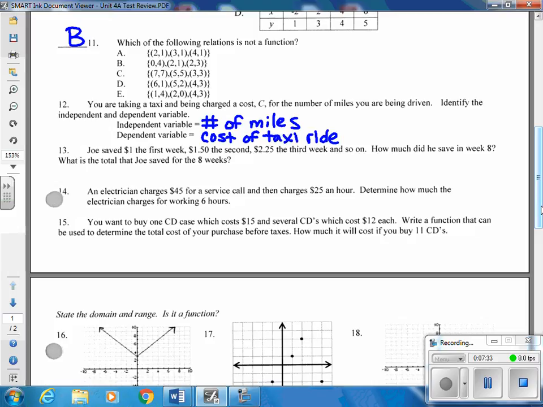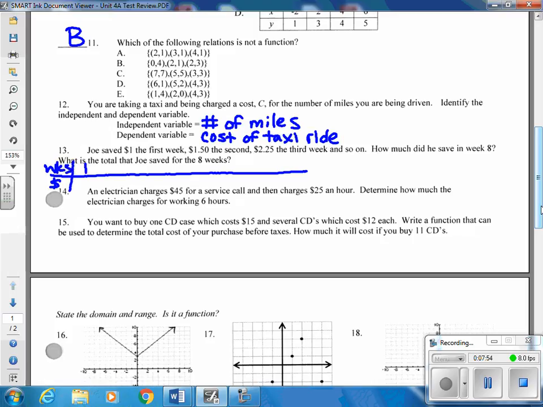All right, so Joe was saving $1 the first week, $1.50 the second week, $2.25 the third week, and so on. How much did he save in week 8? And then what is the total that he saved for all 8 weeks? So we have 2 answers to give after we're finished. I'm going to make the table, and it's going to have weeks as your x value, because time is always x, and then the money saved is going to be the y value.